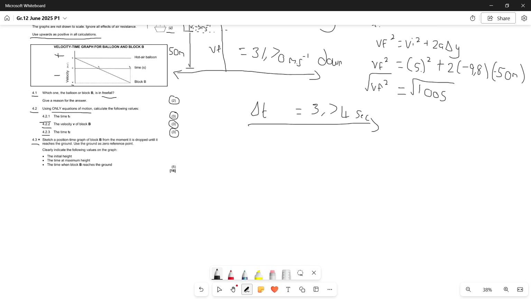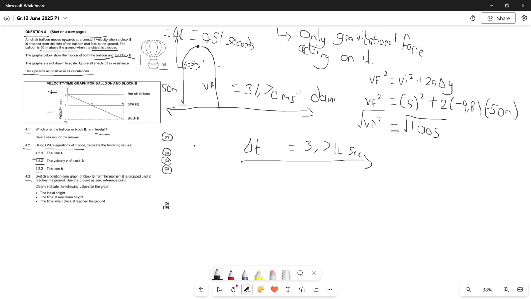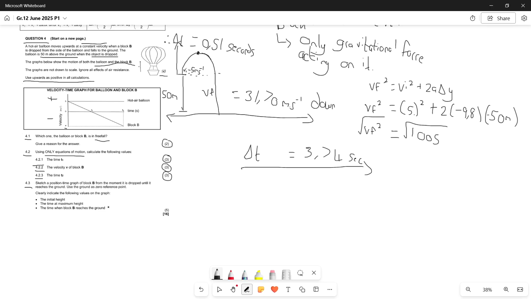And then we're on question 4.3, the last question of this section, for 5 marks, and they usually structure the questions like this with some sort of sketch at the end. So it says sketch a position time graph, very similar to what we did over here, almost identical, even though this just helped us with the explanation. Sketch a position time graph of block B from the moment it is dropped until it reaches the ground. Use the ground as 0 reference point.